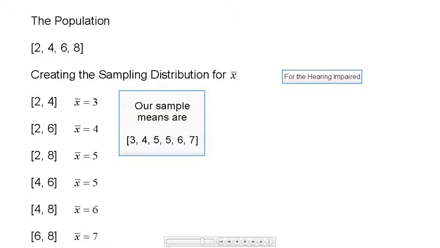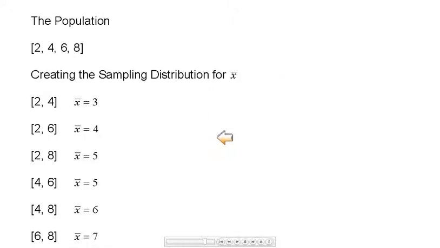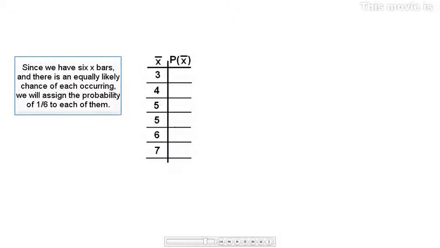Now let's return to our sample means so that we can associate them with their appropriate probabilities. As mentioned previously, we will use the classical approach to probability, in which each outcome has an equally likely chance of occurring. Note that our sample means are 3, 4, 5, 5, 6, and 7. Since we have 6 x bars and there is an equally likely chance of each occurring, we will assign the probability of 1/6 to each of them.